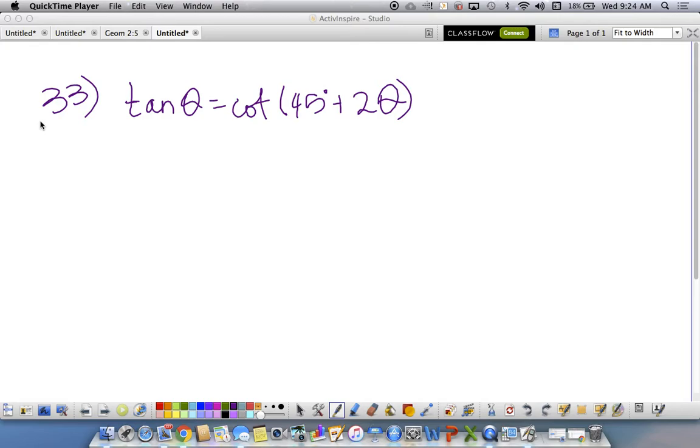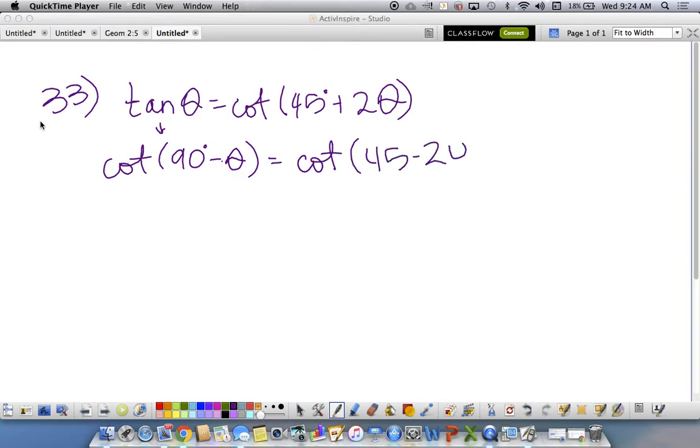So number 33, can we rewrite this as cotangent of 90 minus theta? Is that a true statement? Is that really tan theta? Yes. So cotangent of 90 minus theta equals cotangent of 45 minus 2 theta.